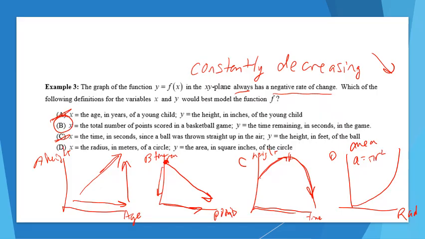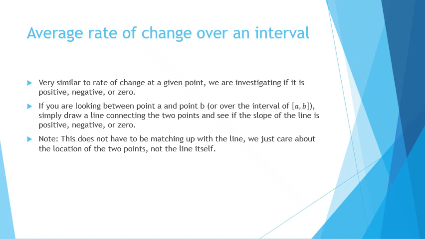So it's probably going to be some exponential function like that. Nonetheless, it's going to be constantly increasing, so it should not be d. All right, now let's find average rate of change over an interval.